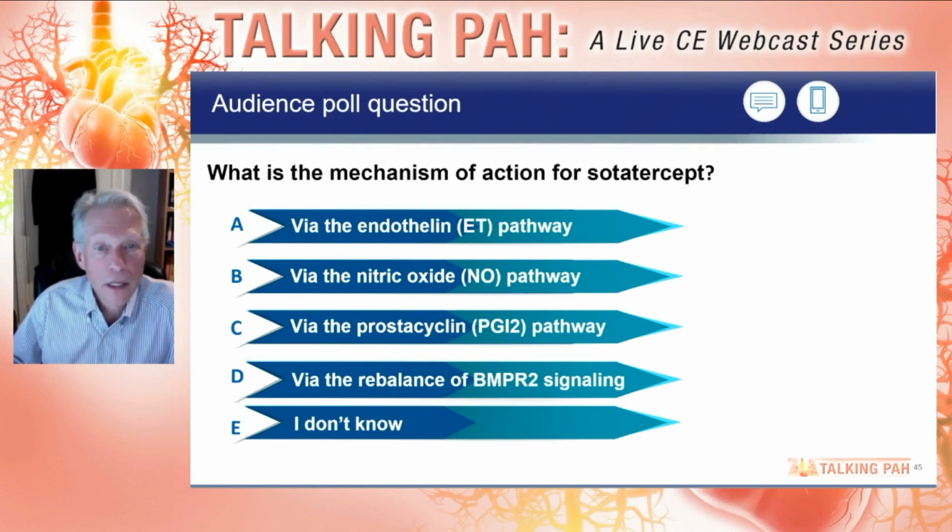A, via the endothelin pathway, B, via the nitric oxide pathway, C, via the prostacyclin pathway, D, via the rebalance of BMPR2 signaling, and E, I don't know.